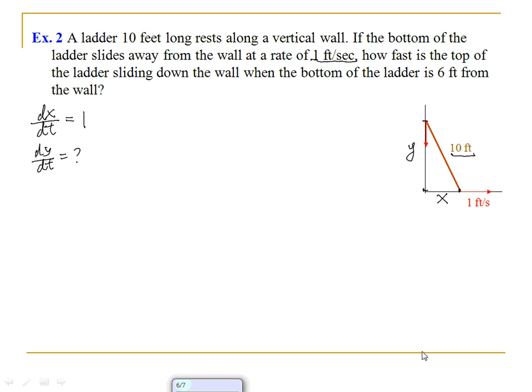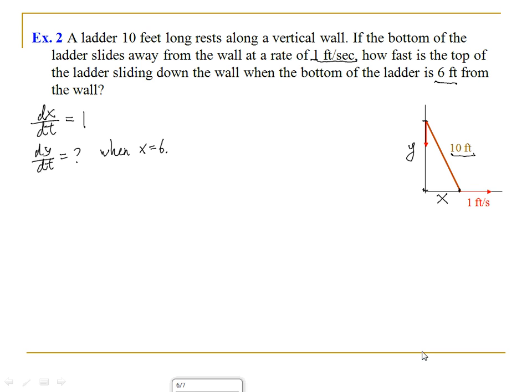At the moment when the bottom of the ladder is 6 feet from the wall. So at the moment when x equals 6. Please know that x is not always equal to 6. You're just looking for the rate when x equals 6 at that moment.